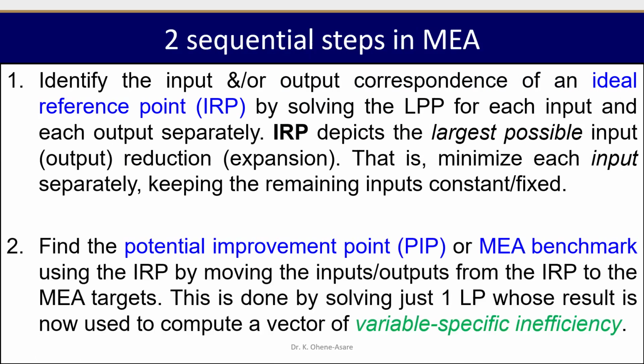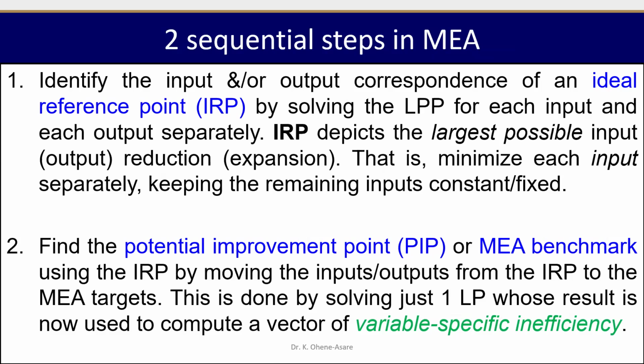How do you calculate it? Step 1. Emily, walk us through the first step. Okay, so it reads that you should identify the input or output correspondence of an ideal reference point, that's the IRP, and you do so by solving the linear programming problem for each input and each output separately. So the RLP depicts the largest possible input or output reduction, and then output expansion. That's it. It minimizes each input separately, keeping the remaining inputs constant or fixed.